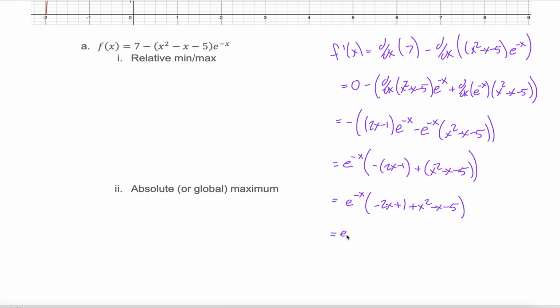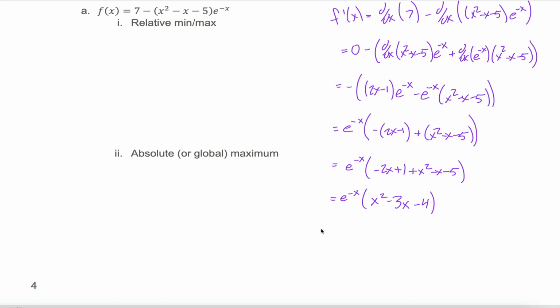As long as I've gone this far, I might as well combine like terms. I just have the single x squared here, but if I look at my x terms, I got negative 2 here and negative 1 here. So I got negative 3x, and then I have the plus 1 and the minus 5, so I get negative 4. F prime of x in its cleanest possible fashion is e to the negative x times x squared minus 3x minus 4.